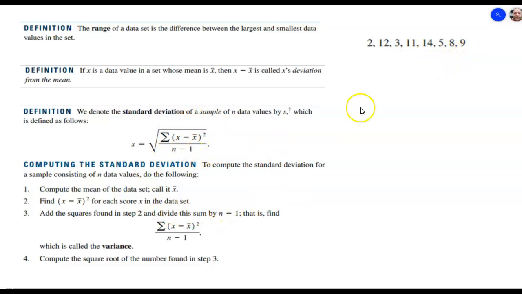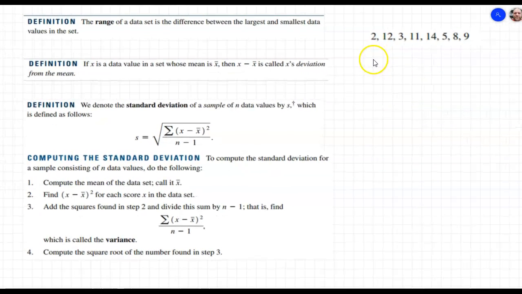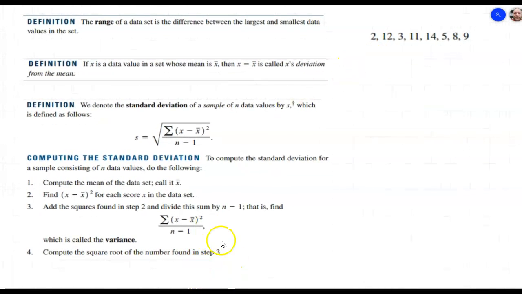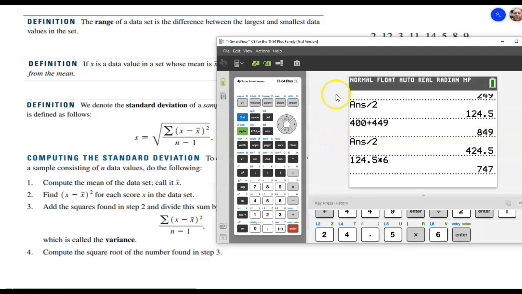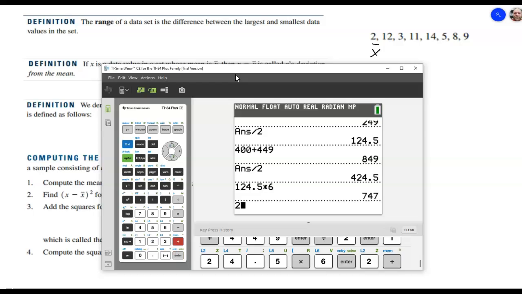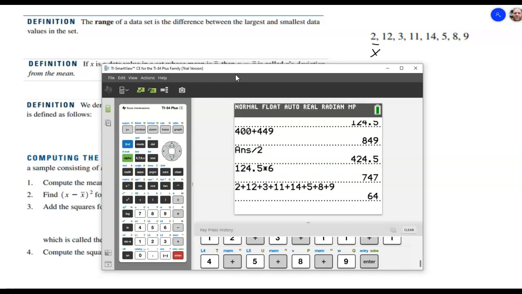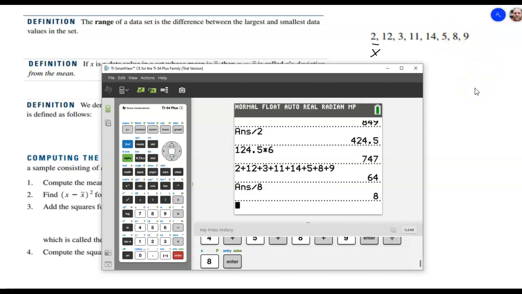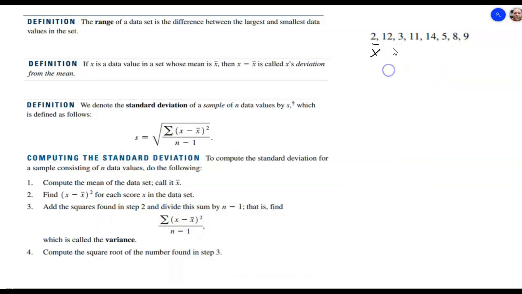The first thing I want to do is compute the mean of this data set, and that is denoted by an x with a little bar over the top. We should know how to do this from the last section, so let's add them all together, 2 plus 12 plus 3 plus and so on, and then divide by the number of values we have: 1, 2, 3, 4, 5, 6, 7, 8. So we divide by 8, and we get the nice even number of 8. So that is our mean, the average number of the set.